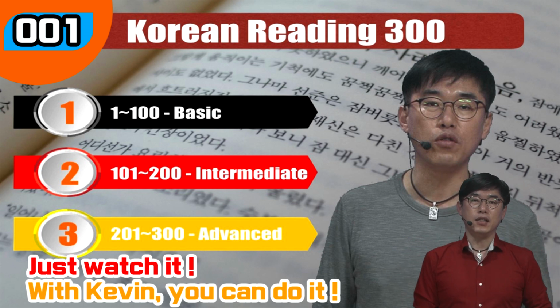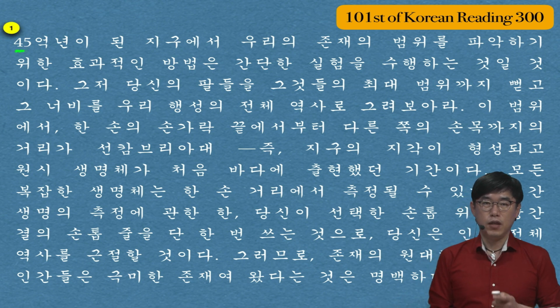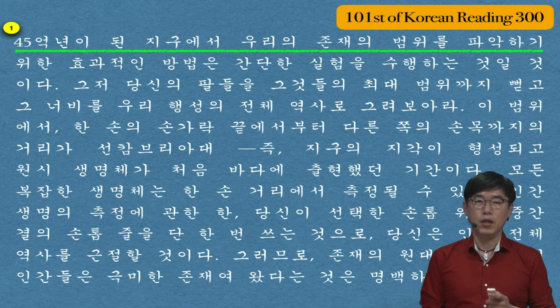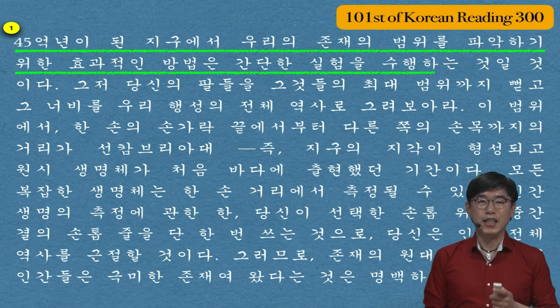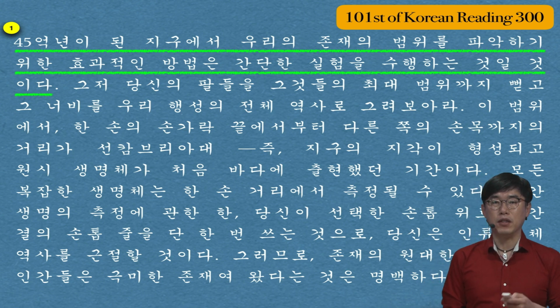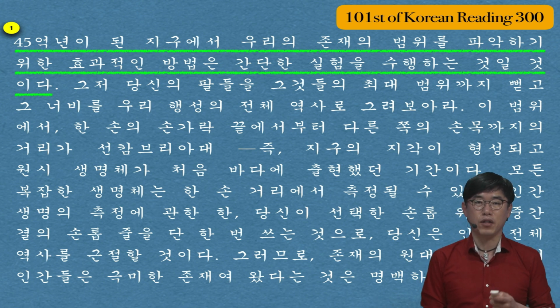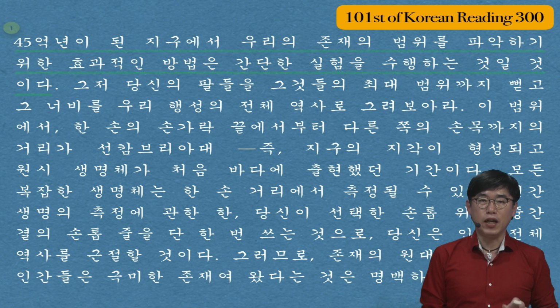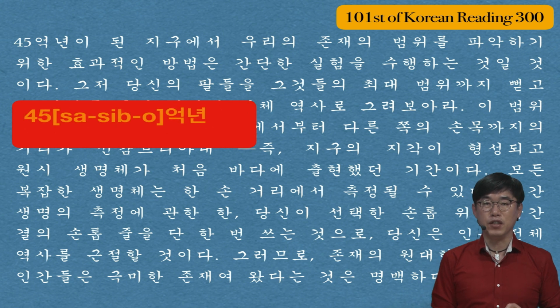The first sentence is 45억 년이 된 지구에서 우리의 존재의 범위를 파악하기 위한 효과적인 방법은 간단한 실험을 수행하는 것일 것이다. An effective way of grasping the scale of our existence on the 4.5 billion year old Earth would be to conduct a simple experiment. 45억 년 is 4.5 billion years.